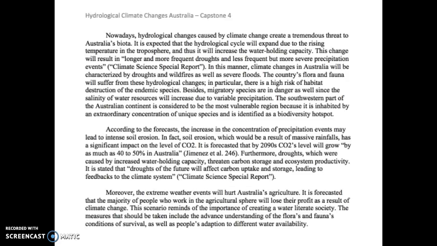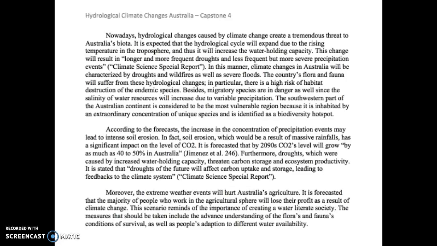According to the forecast, the increase in the concentration of precipitation events may lead to intense soil erosion. In fact, soil erosion, which would be a result of massive rainfalls, has a significant impact on the level of CO2. It is forecasted that by 2090s, CO2's level will grow by as much as 40 to 50% in Australia.